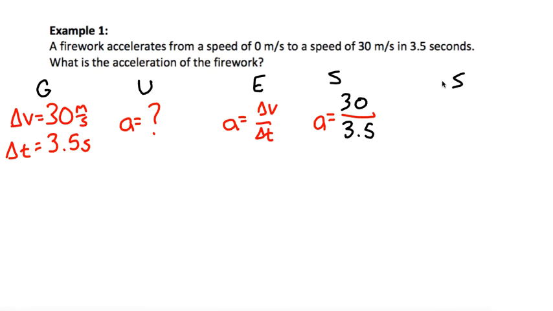And the last S just stands for solve. So acceleration will be equal to 30 divided by 3.5. You'll have to do that in your calculator, and I'm not going to calculate that for you. 30 divided by 3.5 will give you your final answer, and that will be the acceleration of the firework. What I will talk about is make sure that you have a label. Whatever that answer is, make sure you label it. In this case, it would be meters per second squared. That's our unit for acceleration.